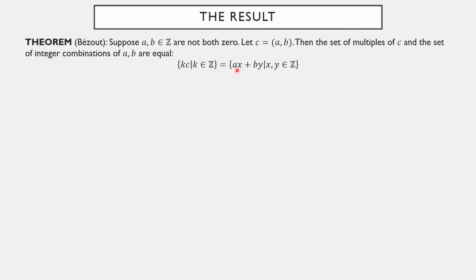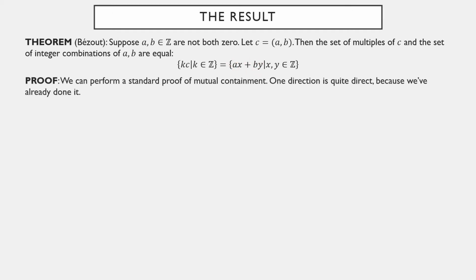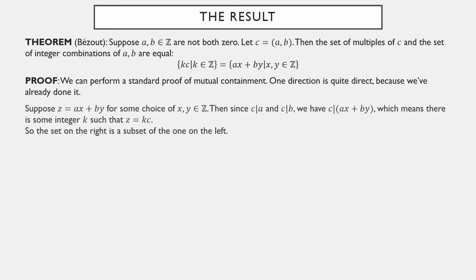And here we have all numbers of the form ax plus by, where x and y are both integers. So this is all possible ways of taking a multiple of a plus a multiple of b. Multiples of the GCD are the same set as multiples of a plus multiples of b. So we can do a standard proof by showing these two sets are subsets of each other, and one of them we've actually already done.